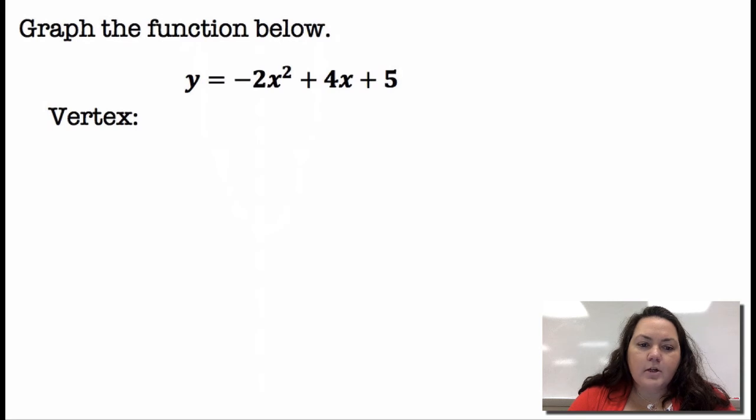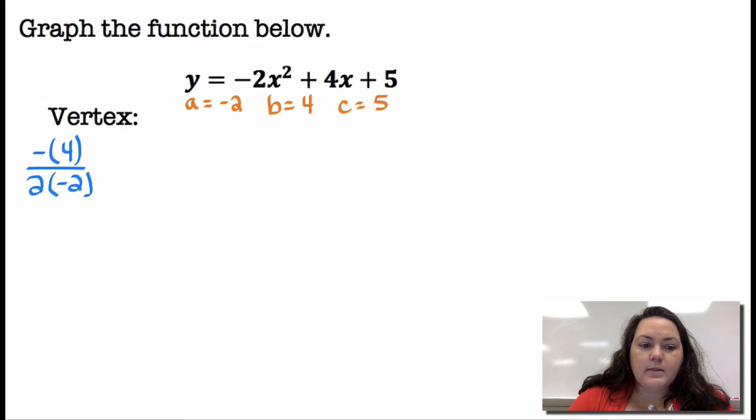All right, graph the function below: y equals negative 2x squared plus 4x plus 5. First I need to find my vertex. I'm going to identify a is negative 2, b is 4, and c is 5. To find it, I'm going to do negative b over 2a. So it's negative 4 over 2 times a, which is negative 2. That gives me negative 4 over negative 4, which equals positive 1.